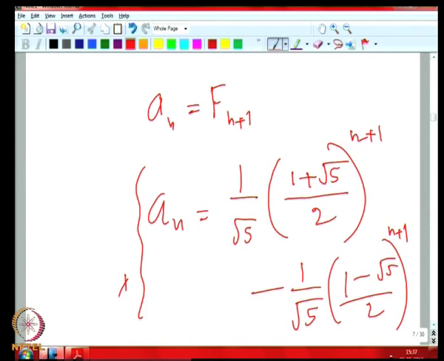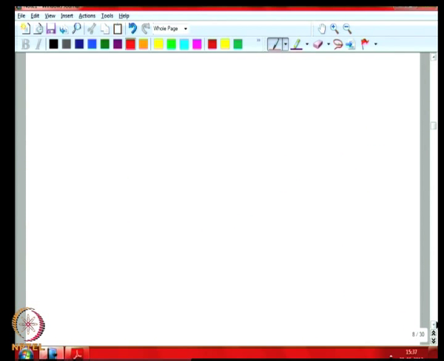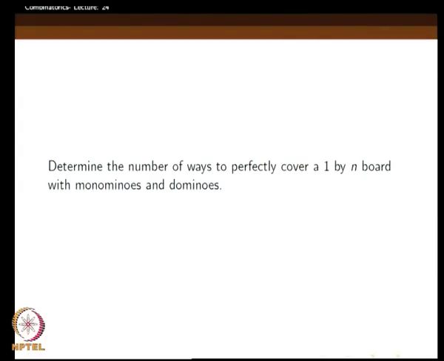So that was one instance where the Fibonacci numbers appeared. Of course, when we talk about perfectly covering the 2 by n board with dominos, one may not really guess that Fibonacci numbers are hiding inside. Similarly, we will look at another question now. Determine the number of ways to perfectly cover a 1 by n board with monominos and dominos. This is the same question put in a slightly different way.